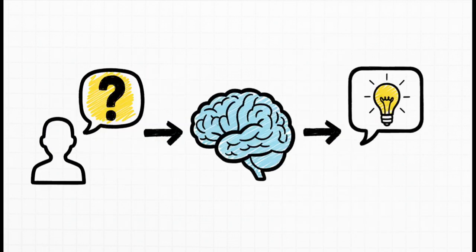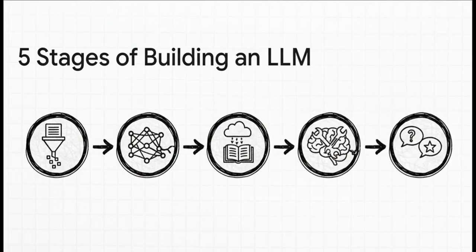Or, and this is where it gets really cool, you can do what's called instruction fine-tuning. This is the magic step that turns a simple text predictor into something like ChatGPT. You basically show it a bunch of questions and really good answers, and you teach it how to be a helpful conversational assistant.